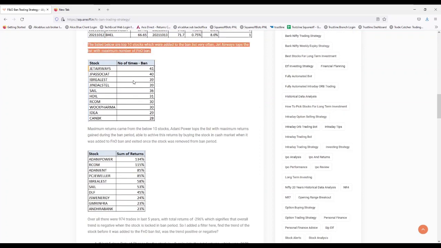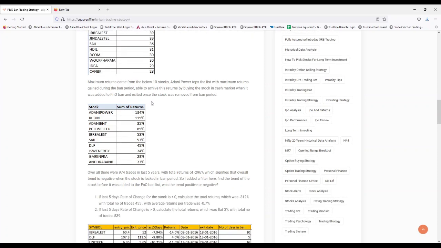We were able to figure out that these listed below 10 stocks, like Jet Airways, JP Associates, India Bulls Real Estate, Arcom, Idea, were in the F&O ban list the most number of times. From 2016 to 2021, Jet Airways came into the F&O ban list 41 times, followed by JP Associates, and followed by the list of all other stocks. So this table tells you how many times a stock was added into the F&O ban list.